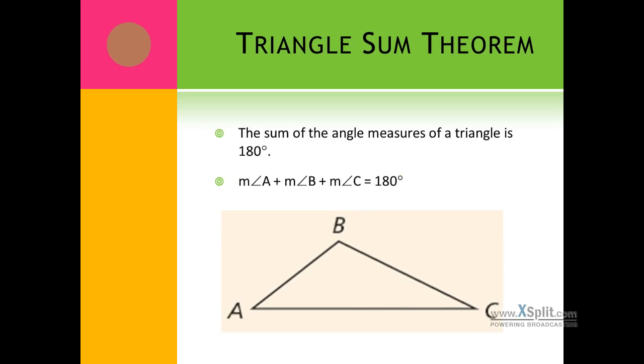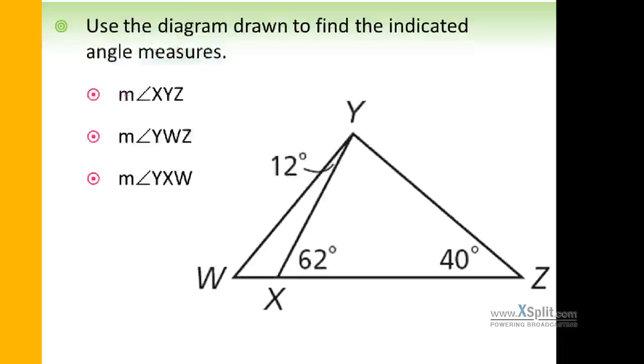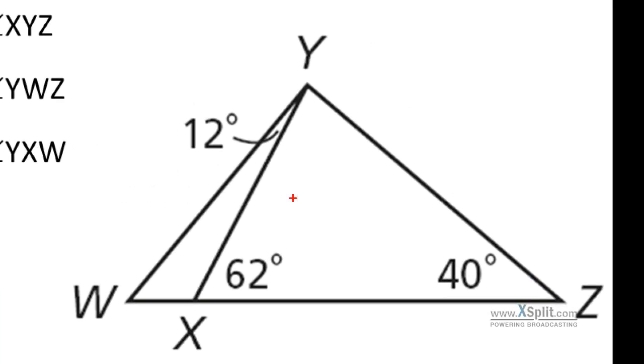No matter what triangle you have, as long as it's drawn on a flat surface, it's going to add up to 180. So as an example here, suppose we have a triangle. We have an angle of 12, an angle of 62, an angle of 40, a missing angle in red, a missing angle in blue, a missing angle in green. We don't know what those three angles are. If we'd like to calculate those angles, that's as simple as tracing out a triangle.